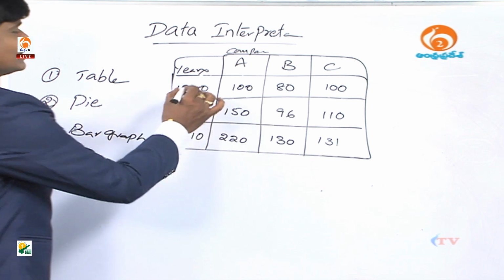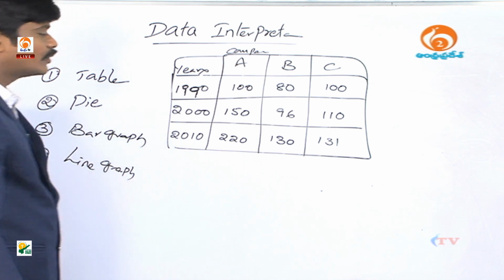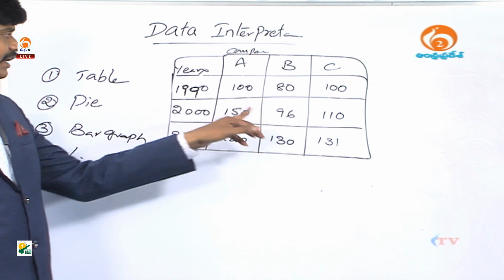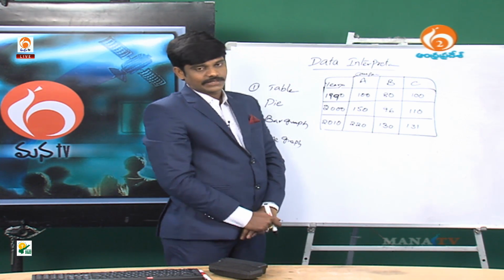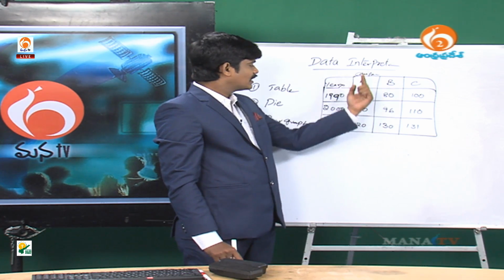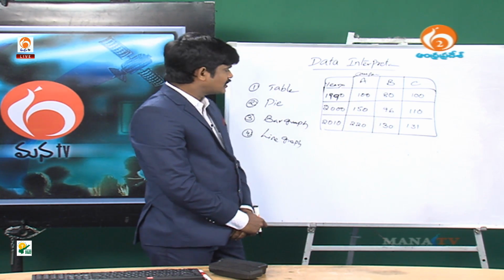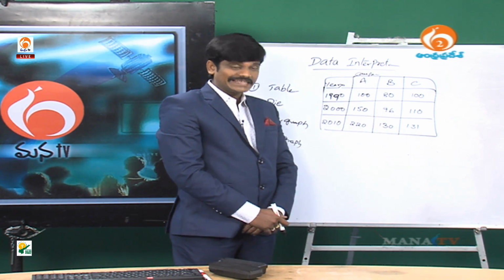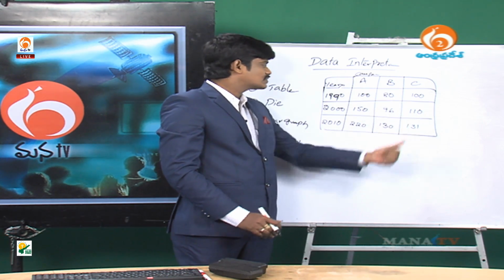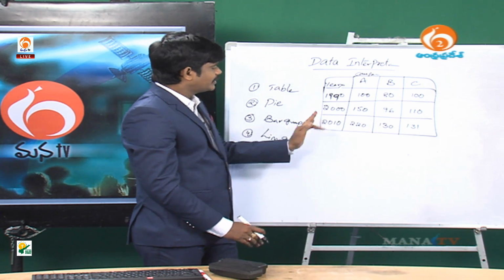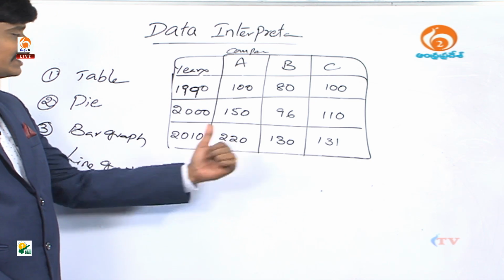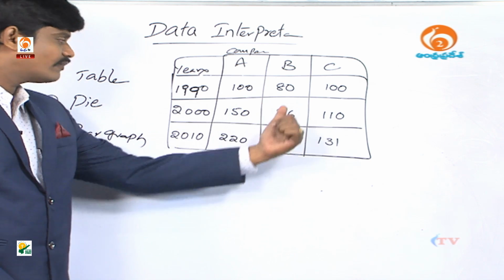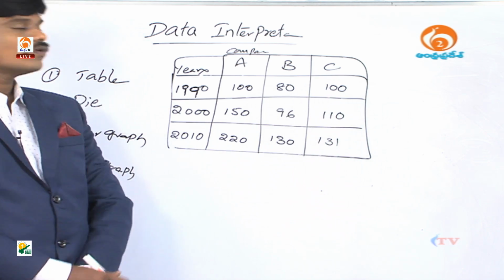For example, in 1990, company A produces 100 items. In 1990, company B produces 80 items. Company C produces 100 items. And again, in 2000, company A produces 150 items, company B produces 96 items, company C produces 110 items. And again in 2010, company A produces 220 items, company B produces 130 items, company C produces 131 items.